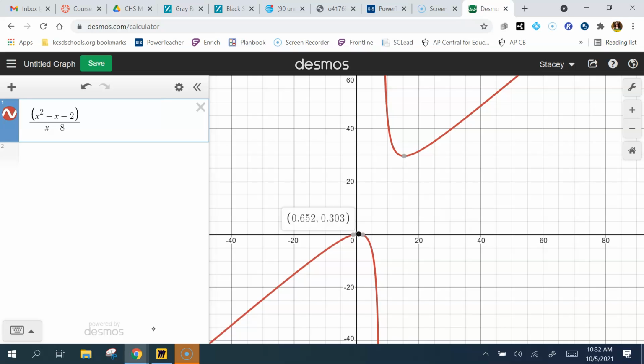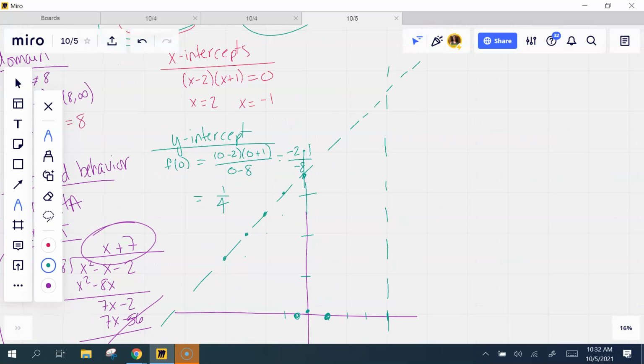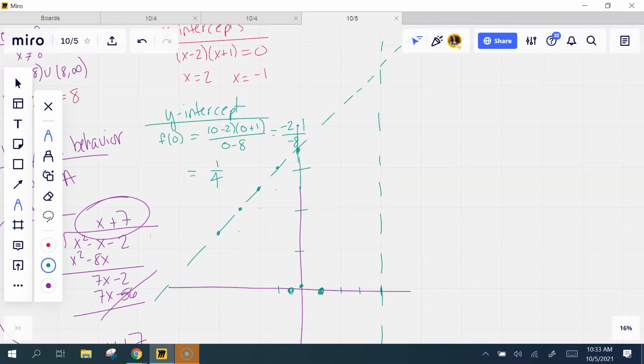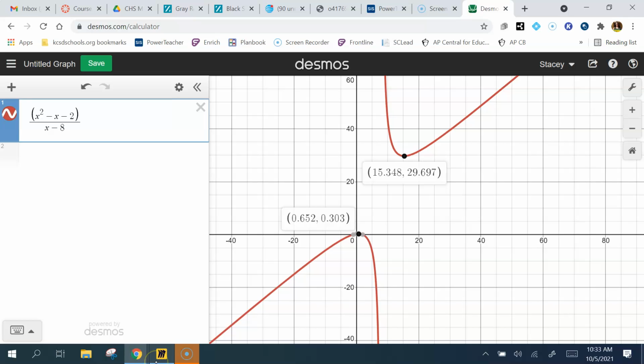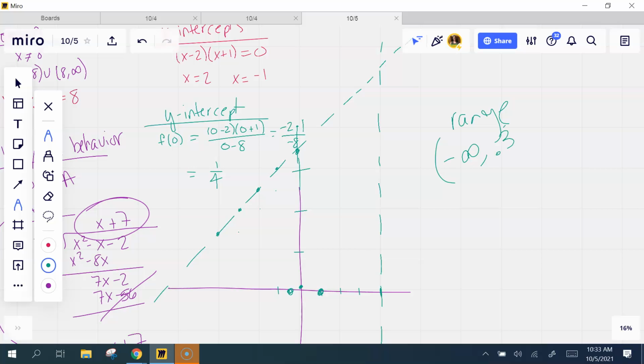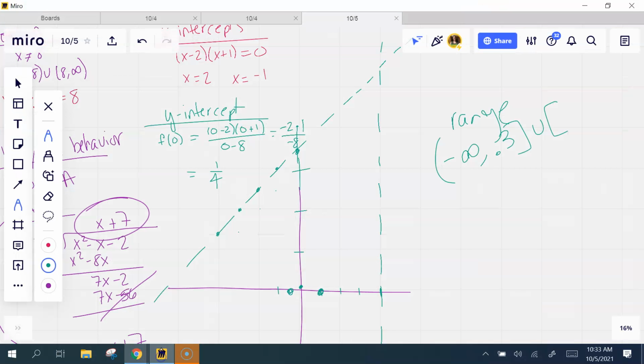Of course, you would go on your calculator and do second trace and then choose max or min, just the way we did before. And then 15.348. So what would my range look like here? Give me the range in interval notation. Anybody? Negative infinity to, and then it goes up to the y though. The y, I said it backwards, 0.3. And then from, that's right, up to. Does that make sense?